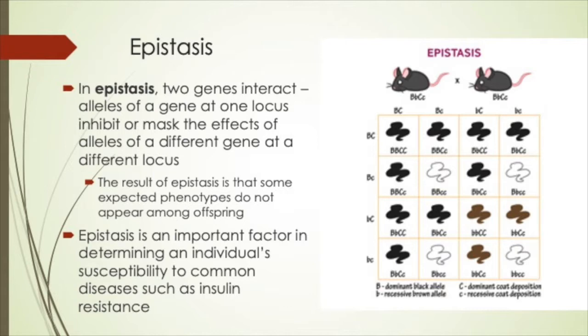Basically, you have 2 different genes on the same DNA, and those can interact with each other depending on where they're located. So alleles of a gene at one locus inhibit or mask the effects of alleles of a different gene at a different locus. The result of epistasis is that some expected phenotypes don't appear among the offspring.